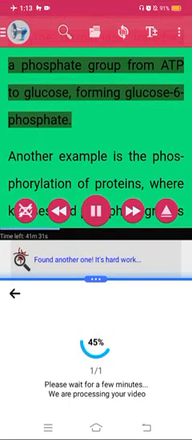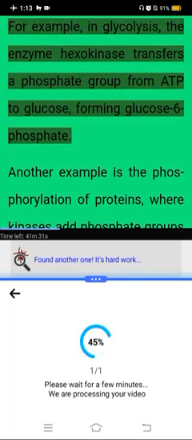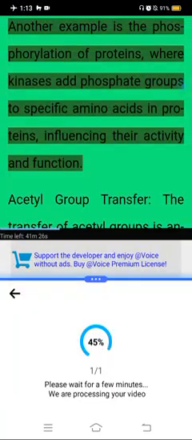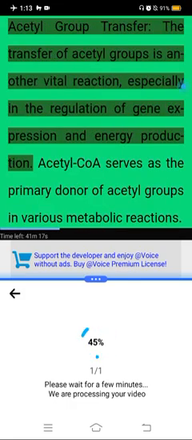For example, in glycolysis, the enzyme hexokinase transfers a phosphate group from ATP to glucose, forming glucose 6-phosphate. Another example is the phosphorylation of proteins, where kinases add phosphate groups to specific amino acids in proteins, influencing their activity and function. Acetyl group transfer.